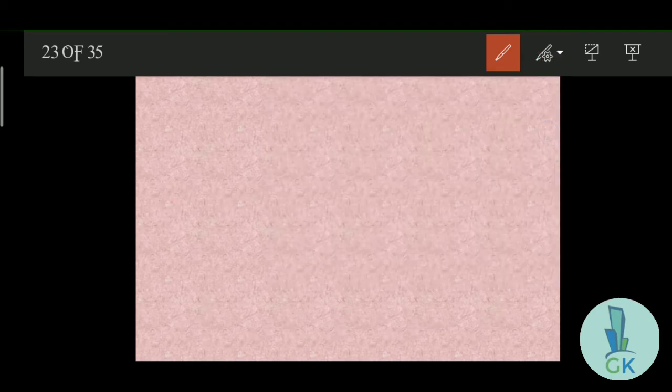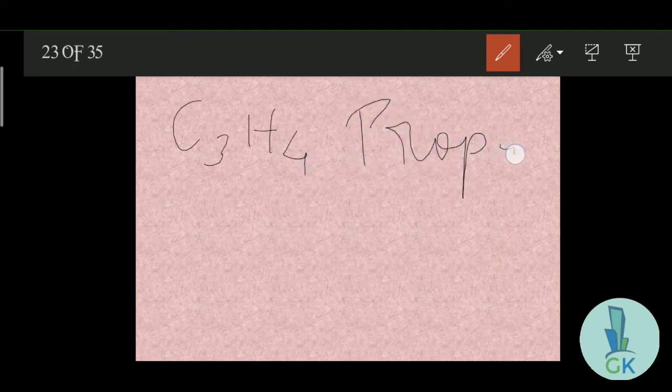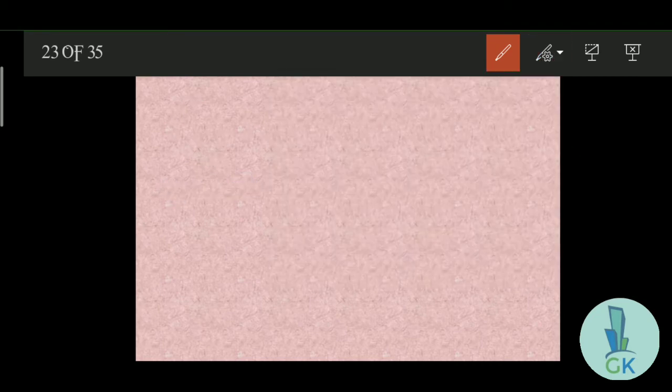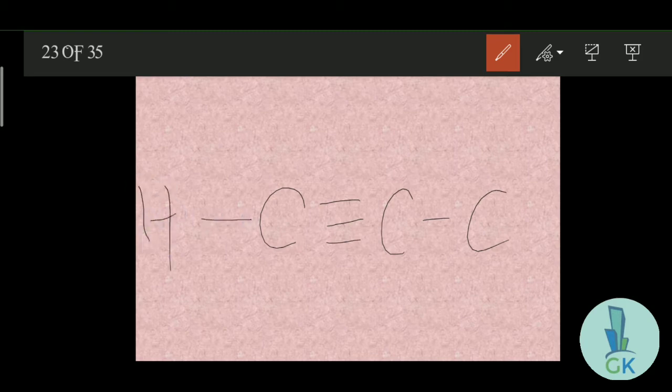Next I will show you C3H4, that is propyne. Okay, 3 carbon atoms. So let us see. 3 carbons, a triple bond is there. So this carbon will need 1 bond. This one, it is fulfilled.